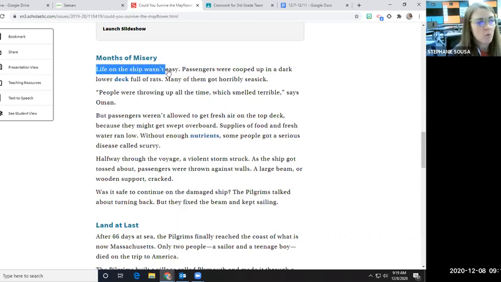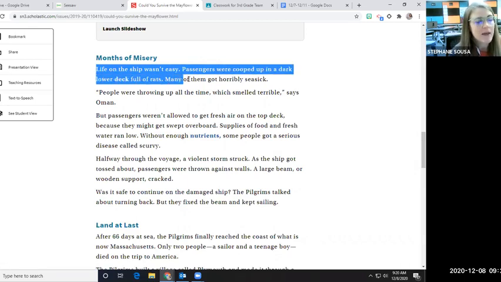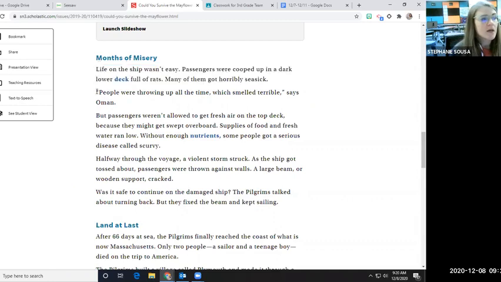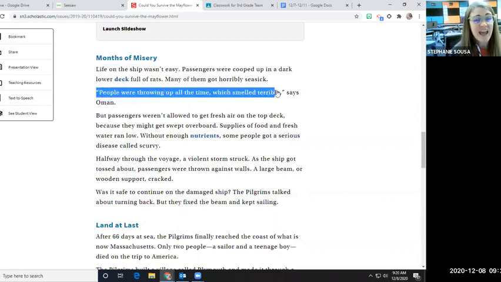Life on the ship wasn't easy. Passengers were cooped up in a dark lower deck full of rats. Many of them got horribly seasick. Okay, not easy. There's rats and they're getting sick. I'm starting to think misery is not a good thing. People were throwing up all the time, which smelled terrible.